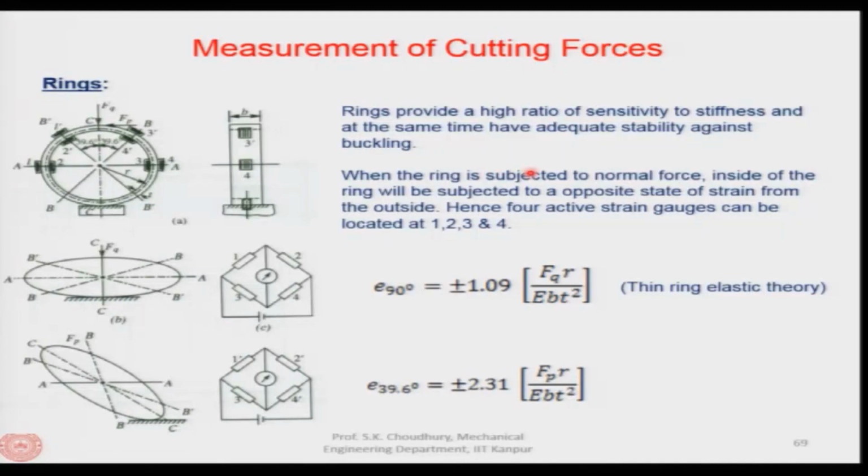Now, when the ring is subjected to normal force FQ, the inside of the ring will be subjected to an opposite state of strain from the outside. Hence, 4 active strain gauges can be located at 1, 2, 3, 4. So, this is the justification why 1, 2, 3, 4 are positioned in the way shown here. Once again, when the ring is subjected to normal force, the inside of the ring will be subjected to an opposite state of strain.